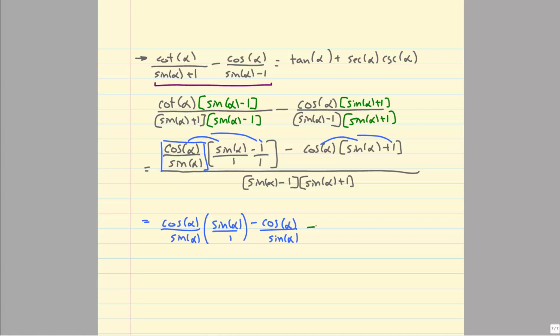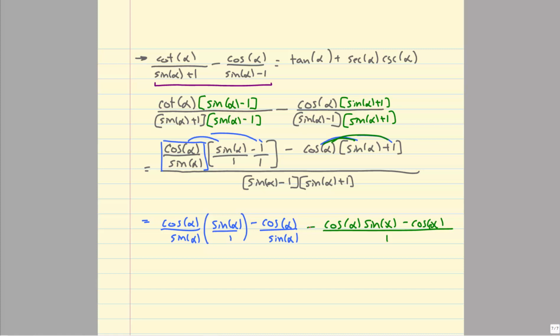Okay, so that's my first fraction. My second fraction then would be minus cosine of alpha sine of alpha minus cosine of alpha, and that's over 1. So again, I took the cosine of alpha and I distributed it to the sine of alpha and to the plus 1, so a negative times a positive is that negative value. So I should clarify that a little bit.